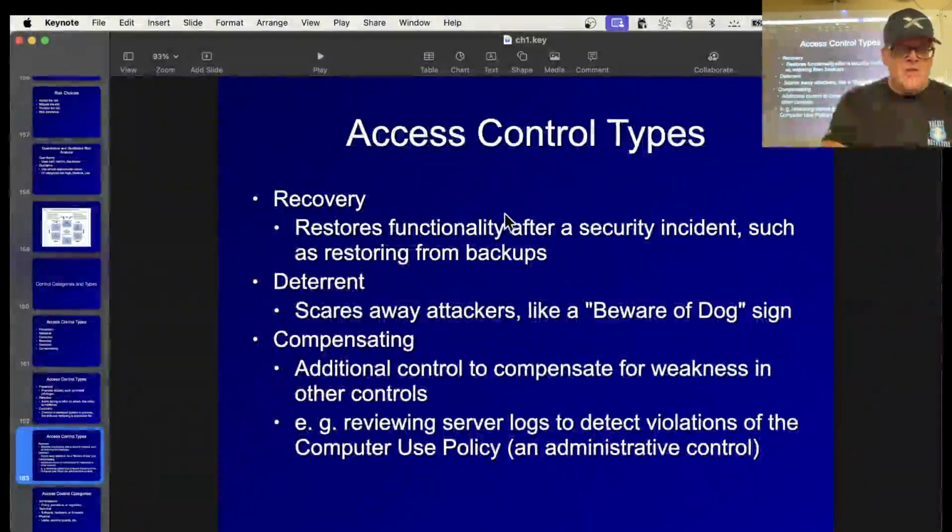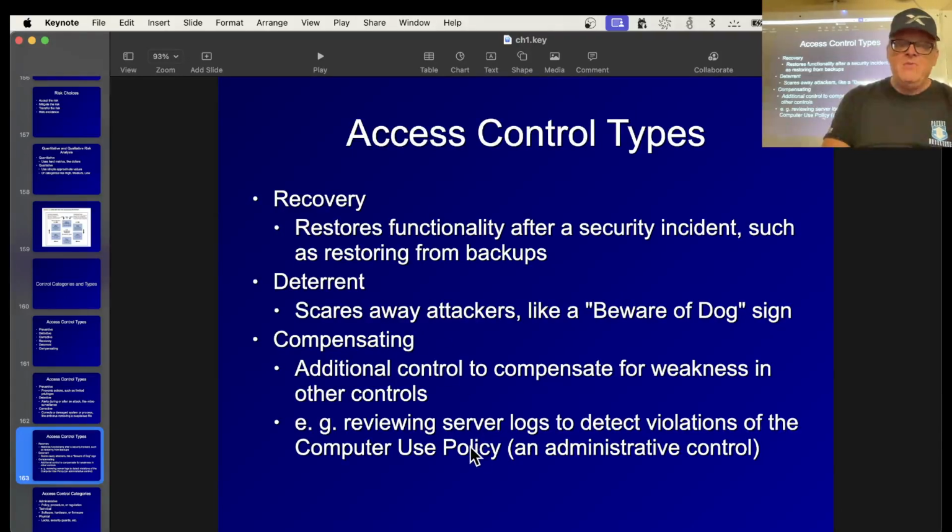And recovery controls restore functionality after an incident, like restoring from backups. Deterrent controls scare away attackers. They don't actually prevent something, but they're intended to scare away attackers so they'll give up. Compensating controls are a control to compensate for weakness in another control.